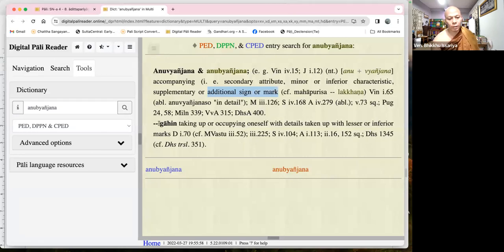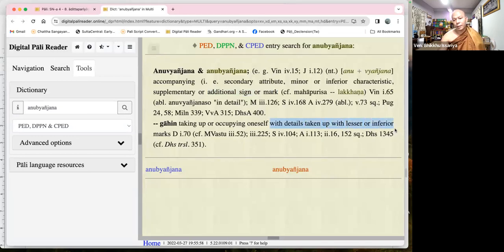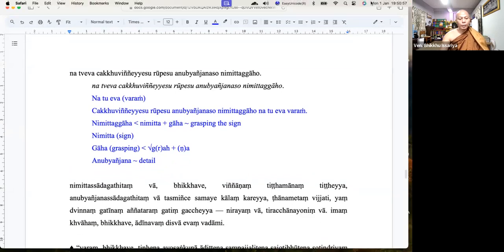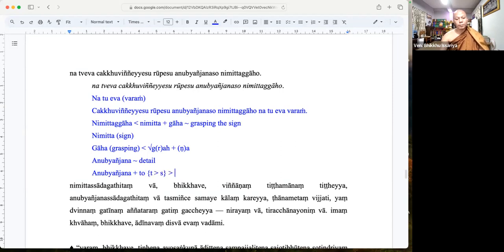So that is referring to the, oh, so here joining with the gaha, taking up or occupying oneself with details. With details, you see, details. So taking up with lesser or inferior marks, maybe detail is okay. So with details, anubyañjana also is with details. Later we will analyze. So anubyañjana means, you know, detail or details now. So that anubyañjana, after that, the, you know, ablative is tho. But so in that tho, so da is changed to sa. So anubyañjana, so that means, so in details. So in this, in details.